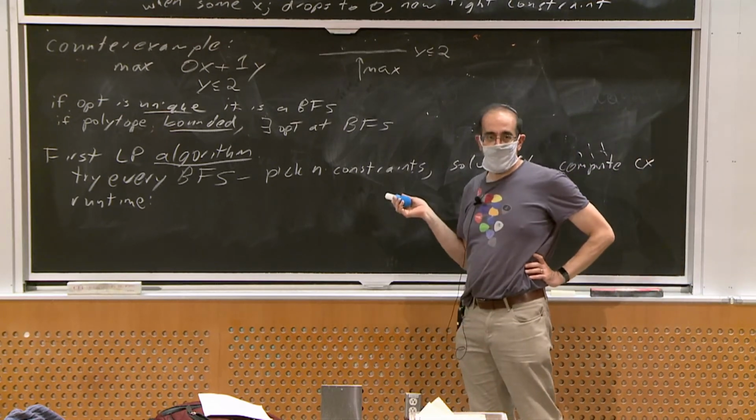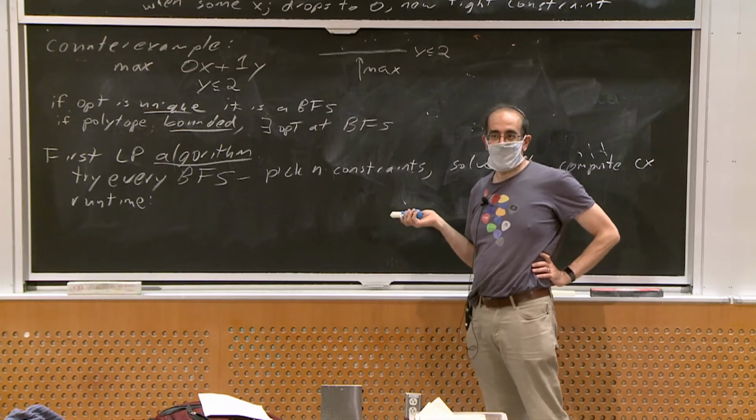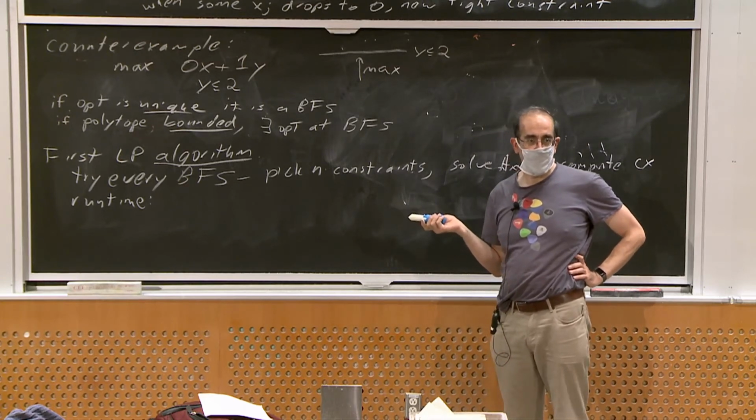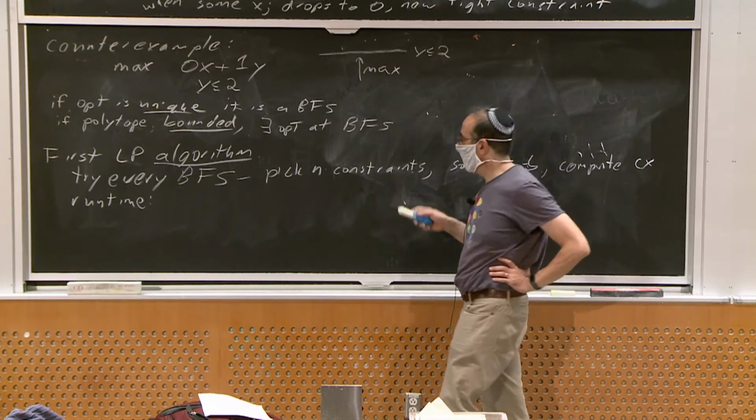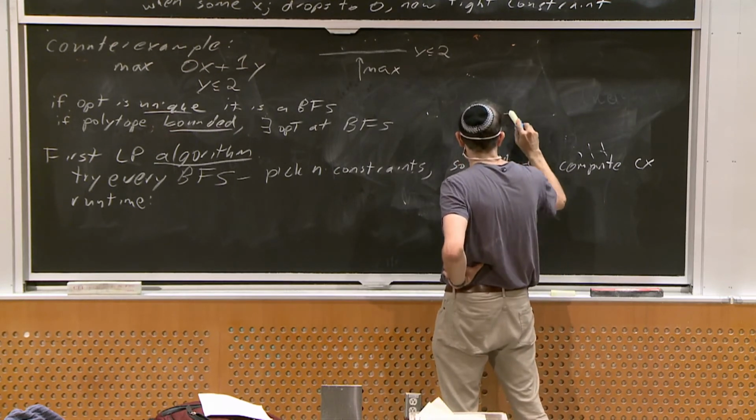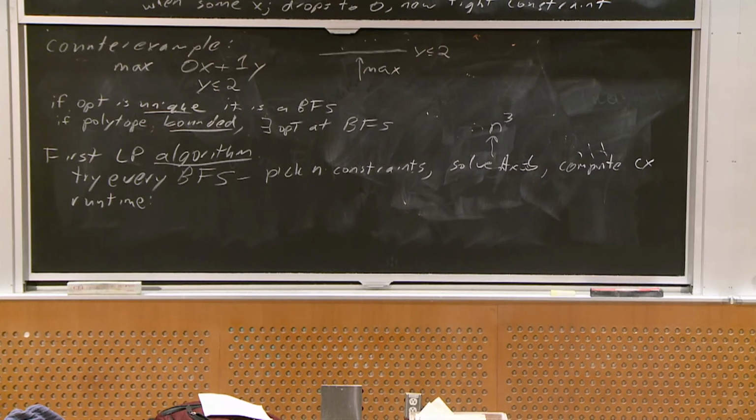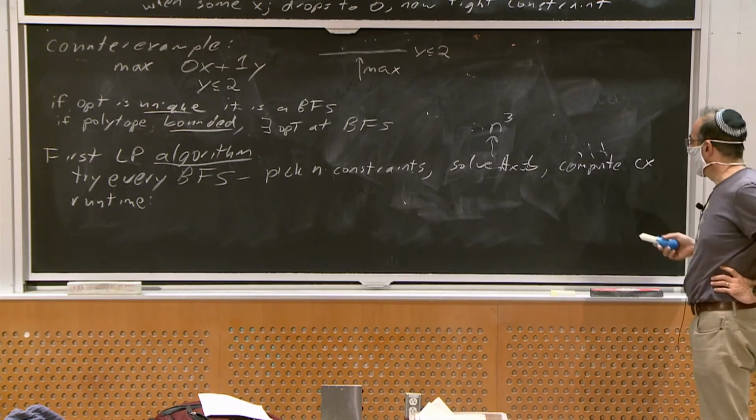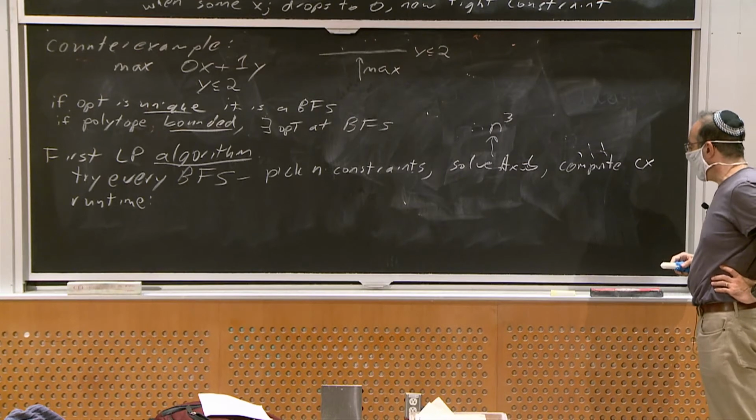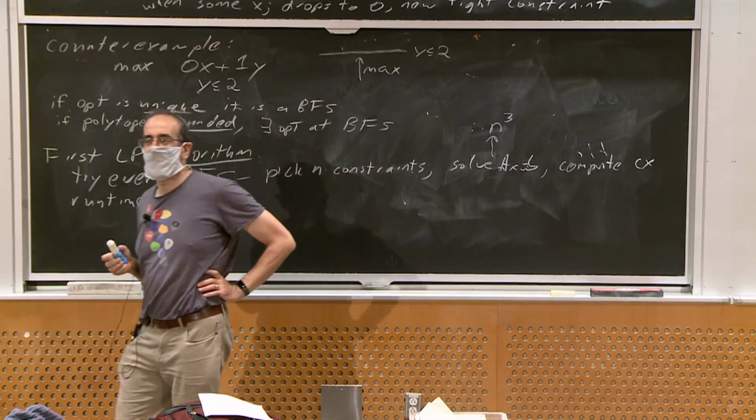So testing one basic feasible solution takes the time it takes to solve a linear system, which is Gaussian elimination, which is n cubed or so, right, in n dimensions. This is ignoring the sizes of the numbers. Okay. So it takes n cubed time to do them. So the question then is just how many of these BFSs are there?